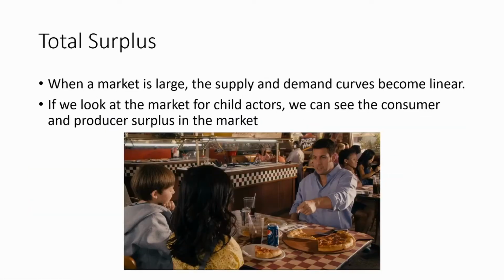If a market is large, then the supply and demand curves become linear. If we look at the market for child actors, we can see that the consumers and producers both have surplus in this market. So here's a clip from the movie Just Go With It, where Adam Sandler is negotiating with one of the child actors he is paying to pretend to be his daughter.